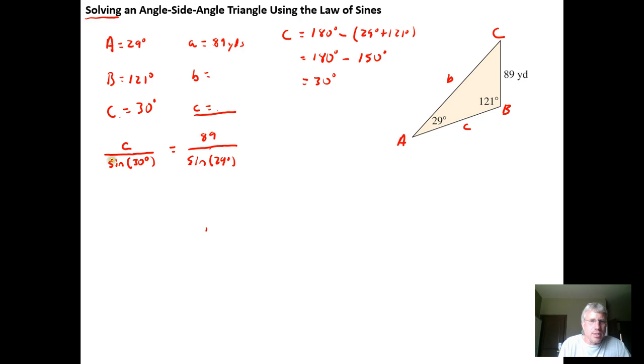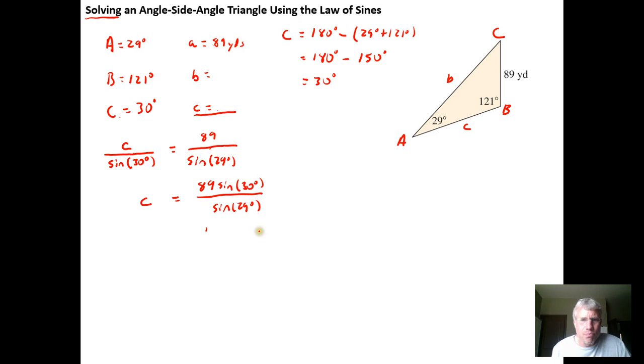And the reason for doing this is it's easy to just multiply both sides now by the sine of 30 degrees, which will isolate side length C. So we get 89 sine 30 degrees over sine 29 degrees.